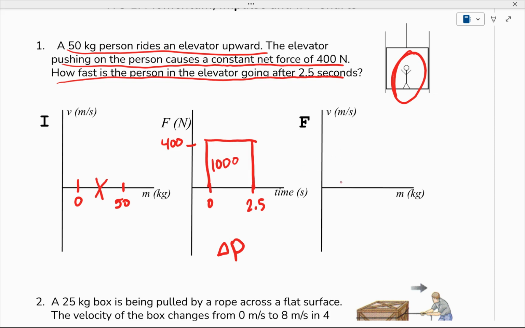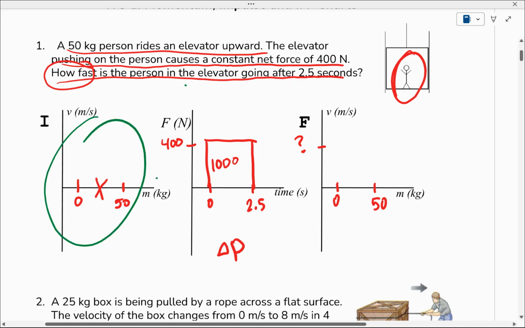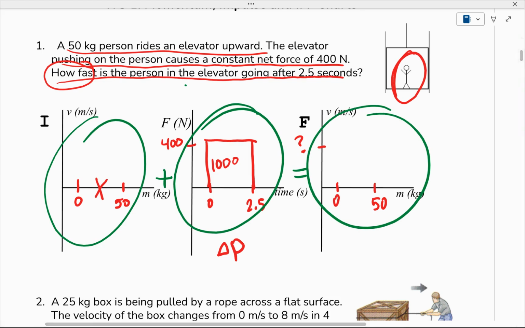And then in the final IF chart, we would again label the mass. And what is unknown is how fast. So we're trying to find out how fast the person is going. So when we took our notes, there's one big idea that I wanted you all to remember. And that is the key to solving any IFF chart is to know that the area of the first graph plus the area of the second graph always has to equal the area of the last graph.